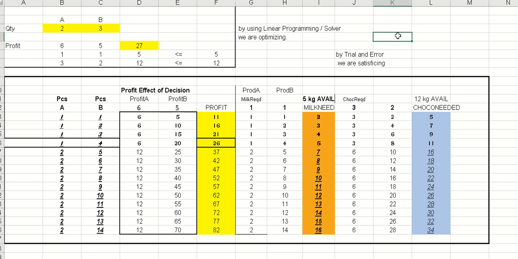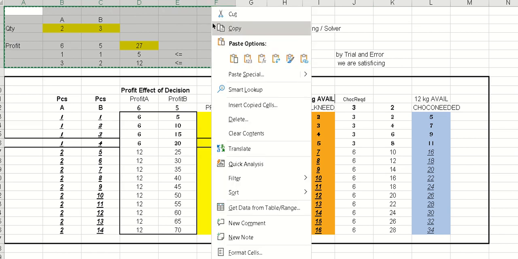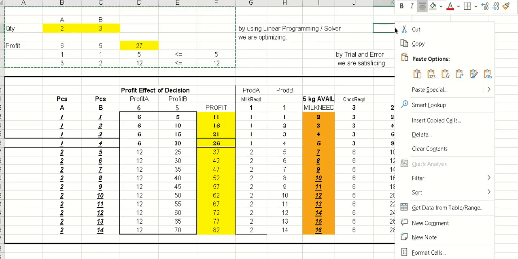Okay. Now, let us stop here. My next video is to explain how to do this part, because this is the start of that optimization and linear programming. Okay, so let me just copy this, and we end here.